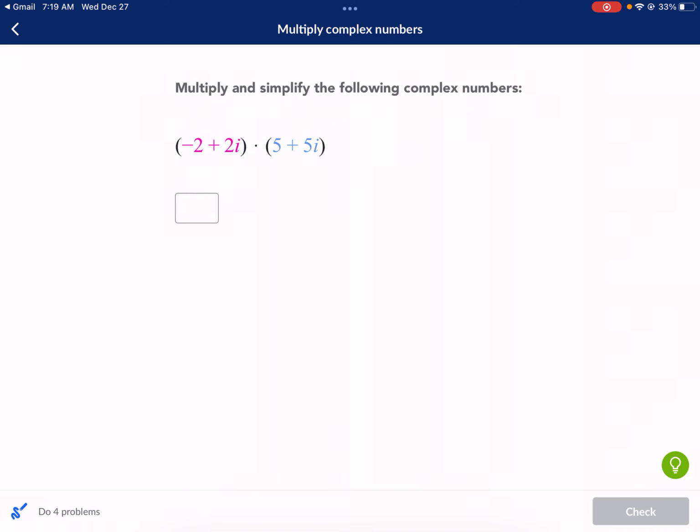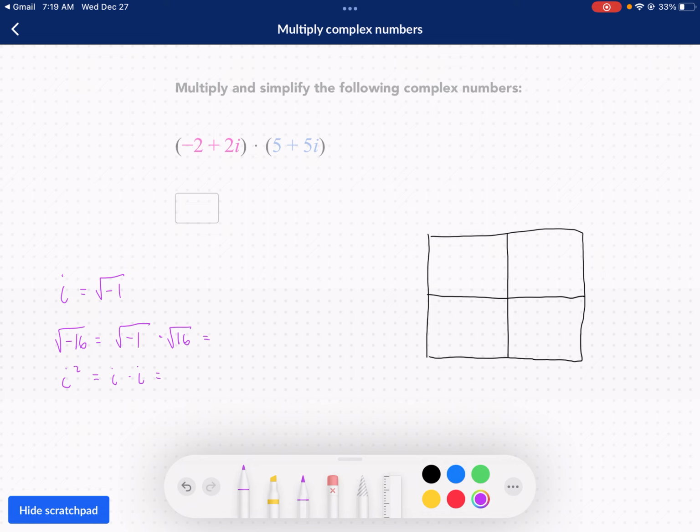So a couple things before we start. One, we need to understand how to multiply two binomials. And when I say binomial, I mean a two-term expression. So there's two terms in the first parentheses and two terms in the second parentheses. I'm going to tell you how to do that in two different ways. And the second thing is we need to understand i, and I'm going to start with that.